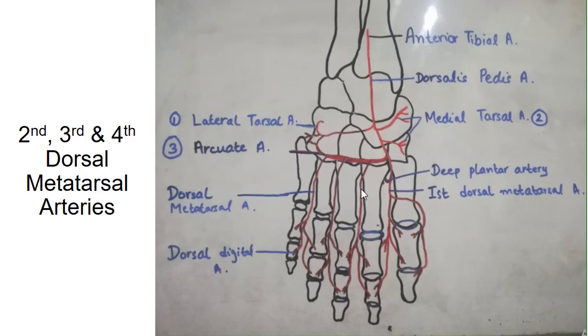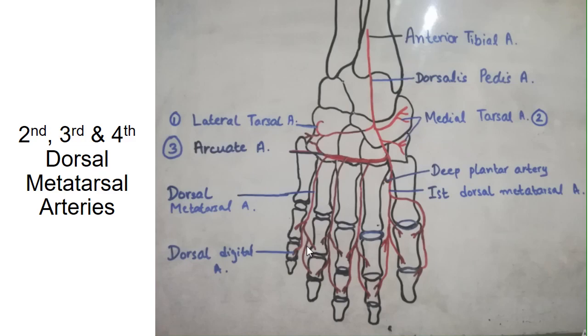This is second dorsal metatarsal artery, this is third dorsal metatarsal artery and this is fourth dorsal metatarsal artery. Further distally, as you can see here, each dorsal metatarsal artery further divides into 2 branches, which are the proper digital arteries. These proper digital arteries supply the adjacent sides of second, third, fourth and fifth toes.